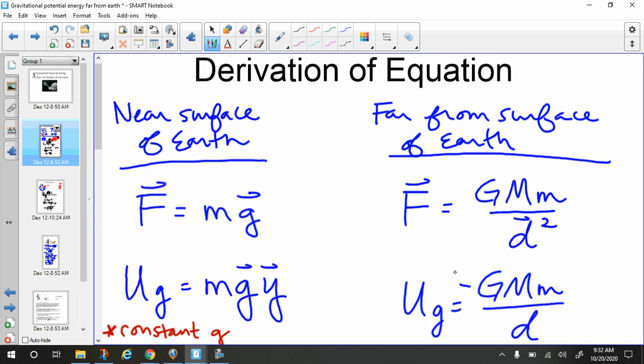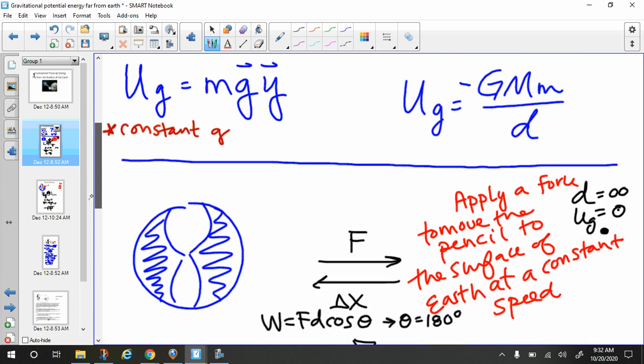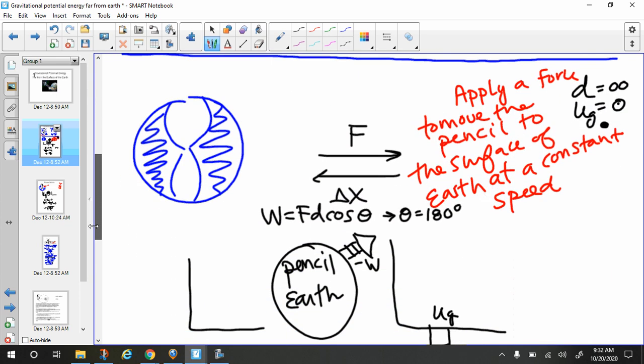There's a negative sign here, which can be really confusing. The only reason the negative sign is there is because of where the zero is established. Remember that we only care about changes in gravitational potential energy. So it's normal to establish the zero gravitational potential energy at an infinite distance from the Earth or the sun or whatever we're talking about. So that's where the negative comes from, and I'll show you how that comes about.